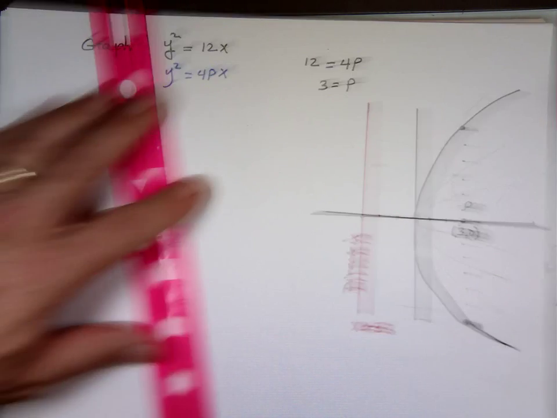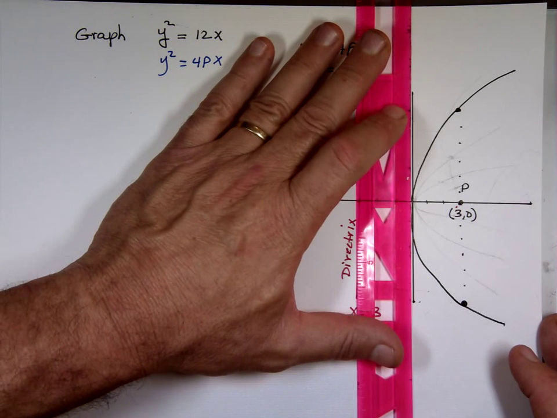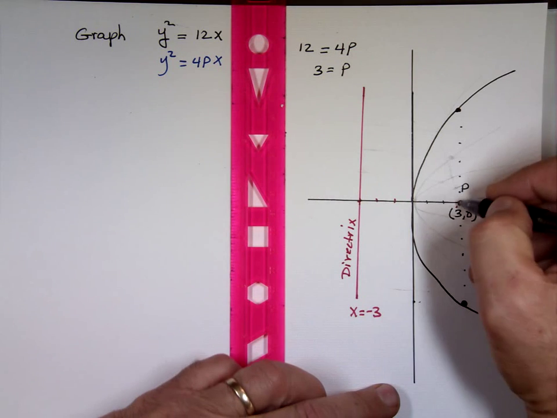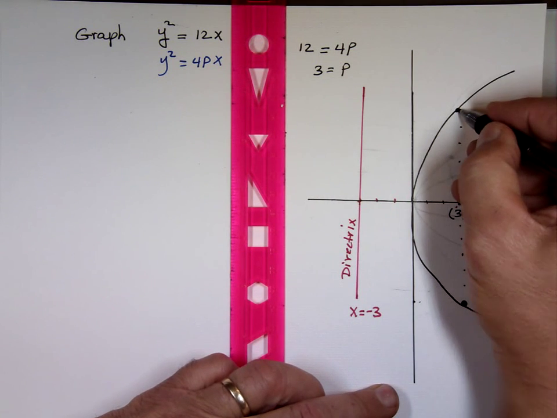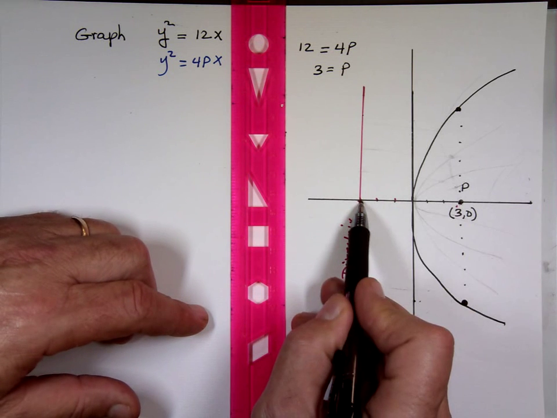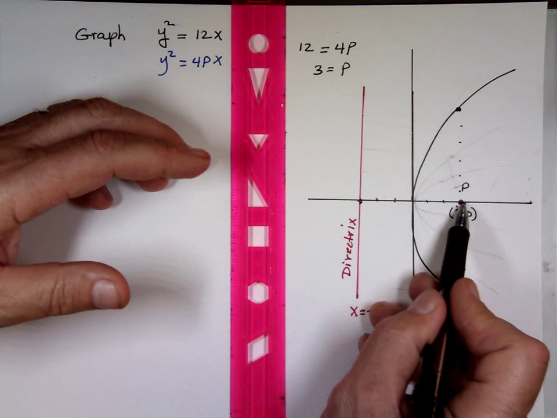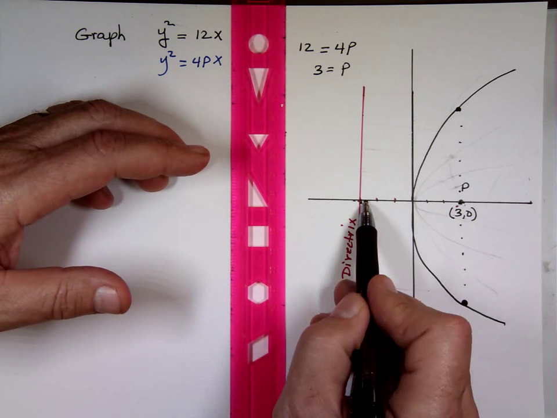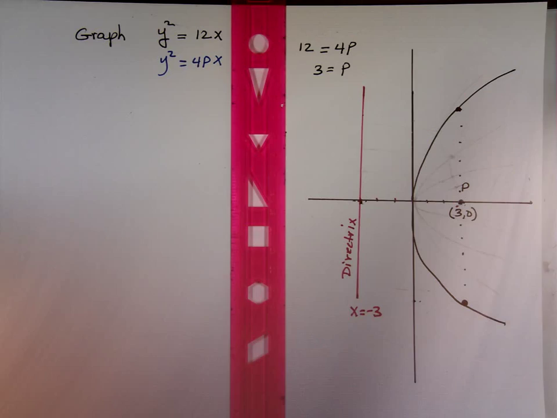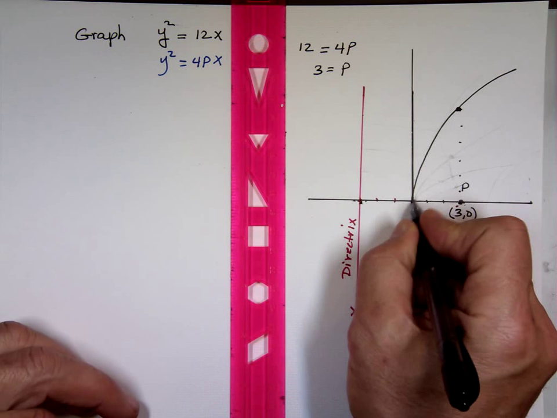Now you say, why'd you use 6? Why double the distance? What's the distance from here to there? 6. What's the distance from here to there? Because I went straight up. What's the distance from here to there? 6. That's why you want that 6. That distance is twice p. So you want to go up 6, and that will tell you the graph should be that wide. This is the vertex, 0, 0.